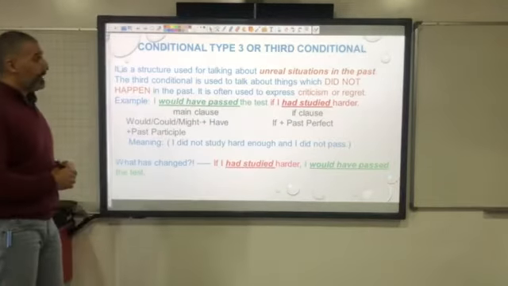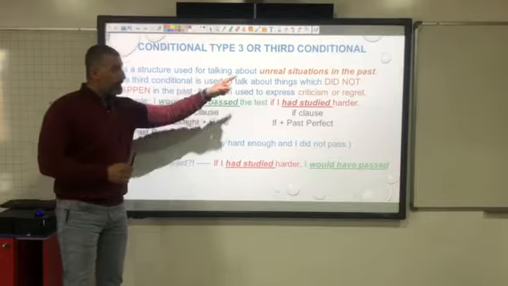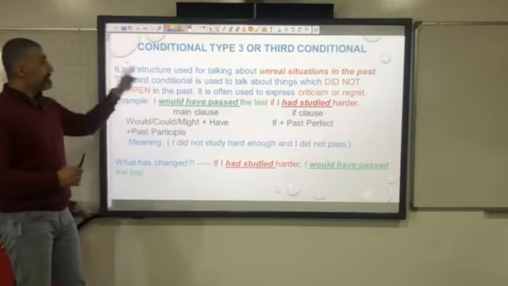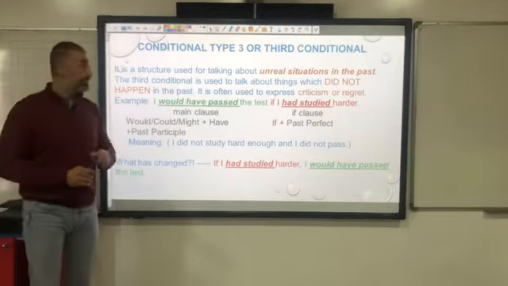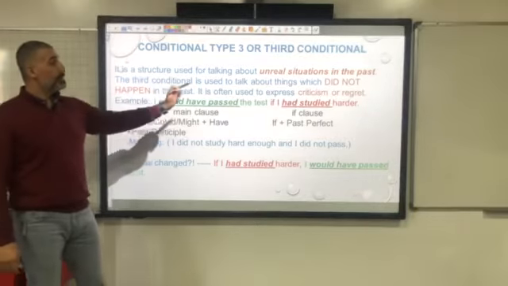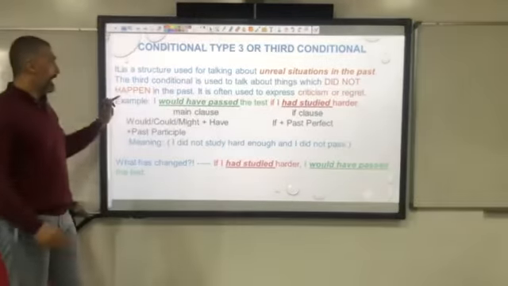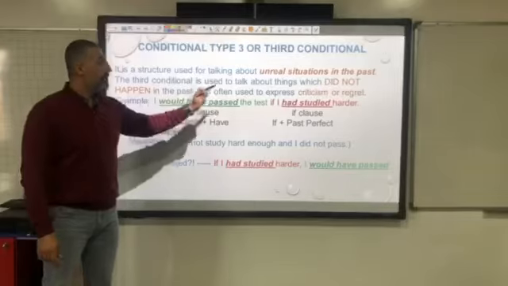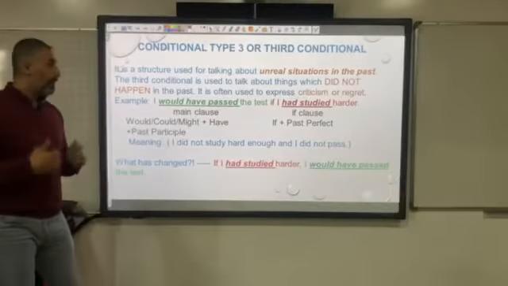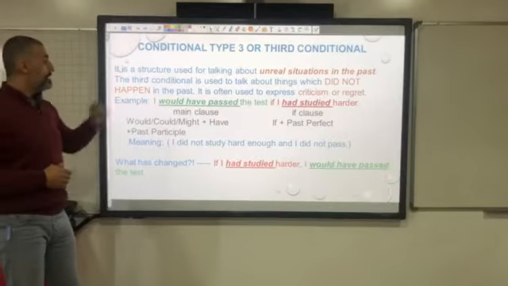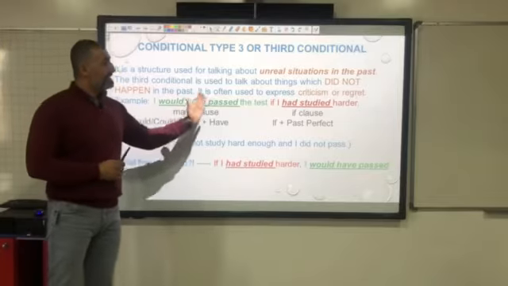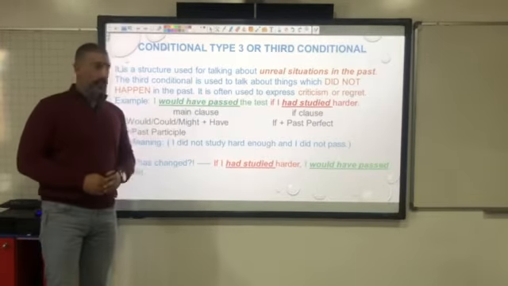Moving to conditional type 3, it's also about unreal situations, but these unreal situations are in the past. The third conditional is used to talk about things which did not happen in the past. It is often used to express criticism or regret. An example here: I would have passed the test if I had studied harder.